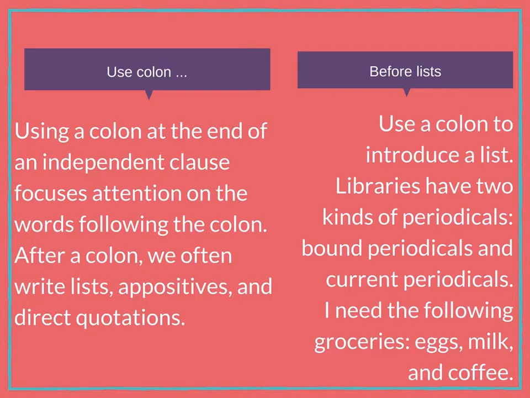Colon. Using a colon at the end of an independent clause focuses attention on the words following the colon. After a colon, we often write lists, appositives, and direct quotations. Use a colon to introduce a list. For example, we need the following groceries: eggs, milk, and coffee.